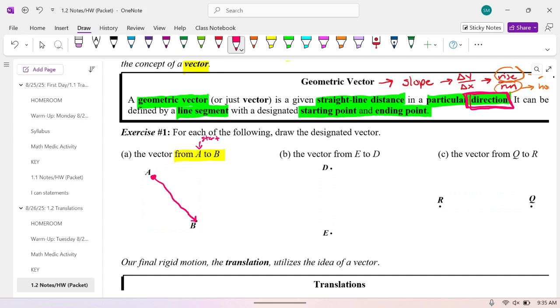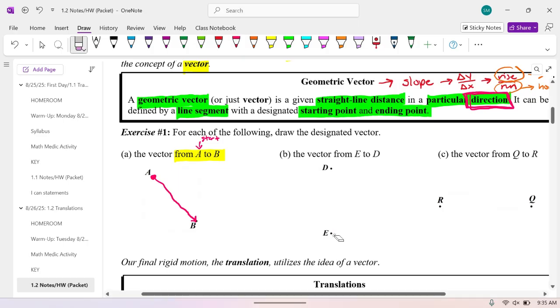So if I'm going from E to D, am I going to go up or am I going to go down? Up. So I'm going to start at E. I'm going all the way up to D.